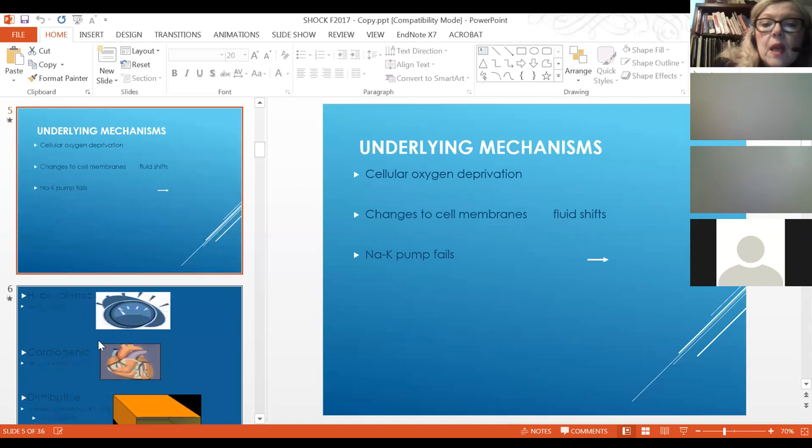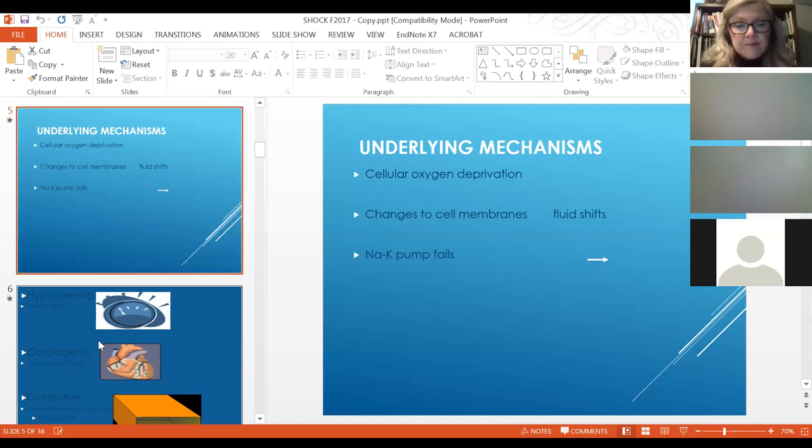So the underlying mechanisms really are cellular oxygen deprivation, so that we're not getting oxygen to the cells, we're not getting nutrients to the cells, we're not getting energy, there's no source of energy for the cells, and we're not getting rid of the waste products. So while you're not getting adequate nutrients, you're also not able to get rid of the excess waste products as well.